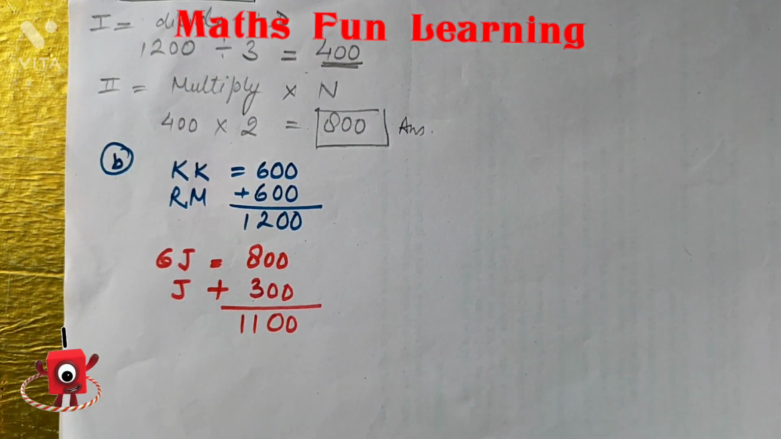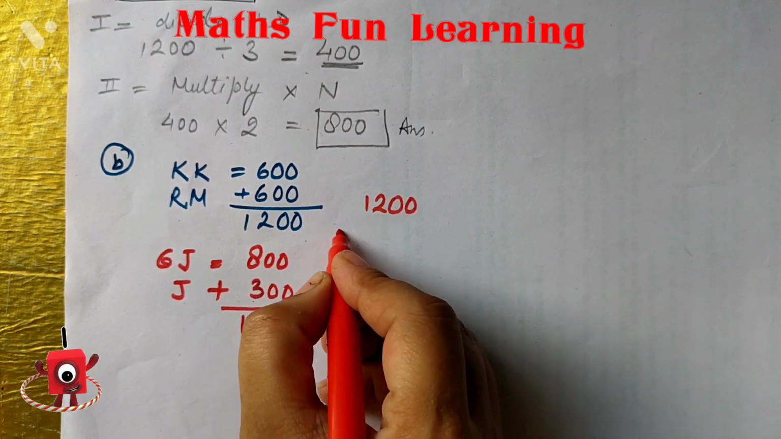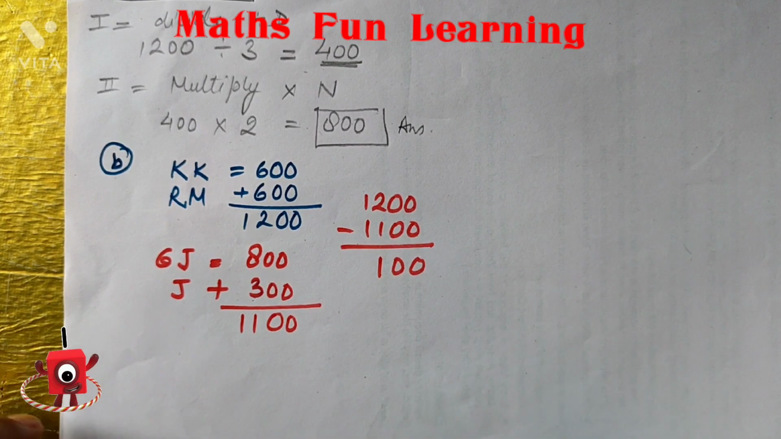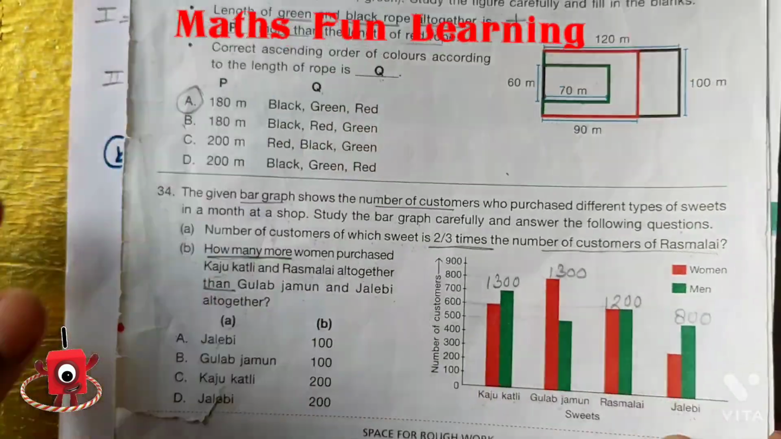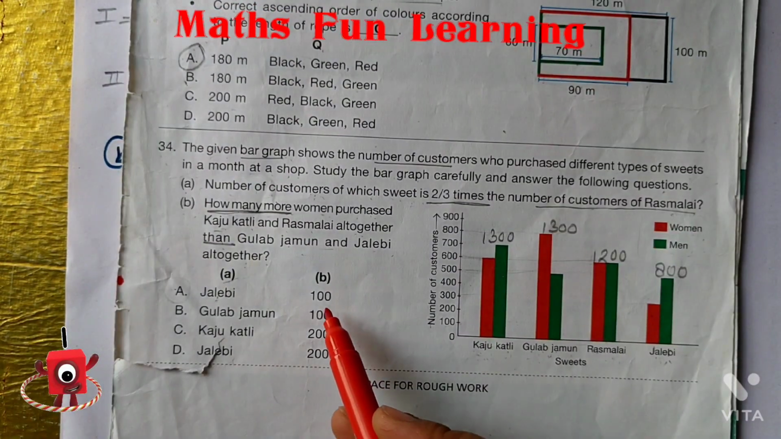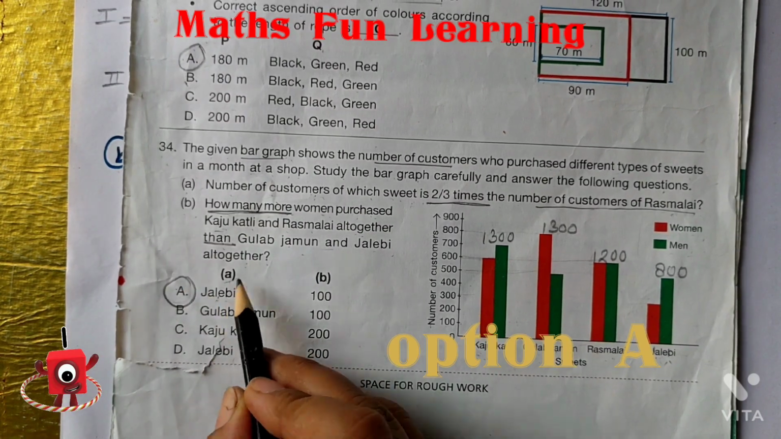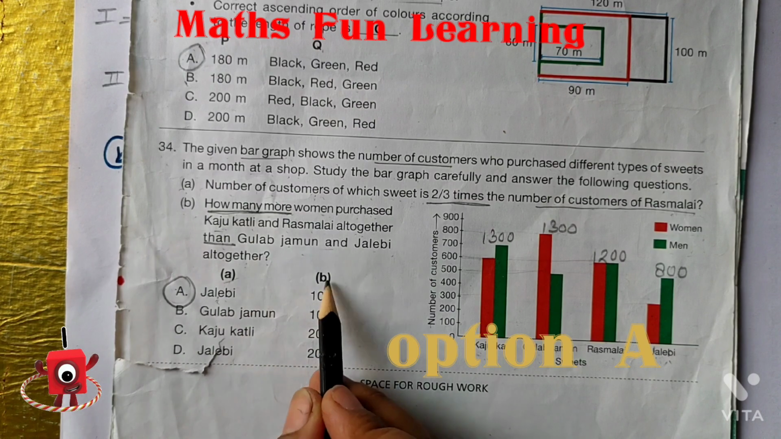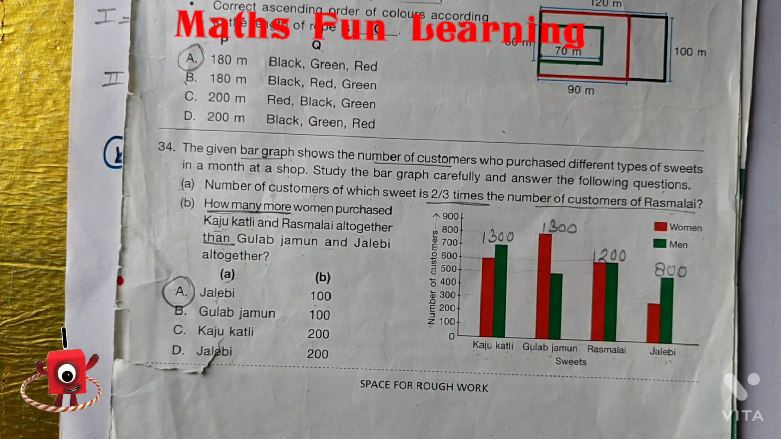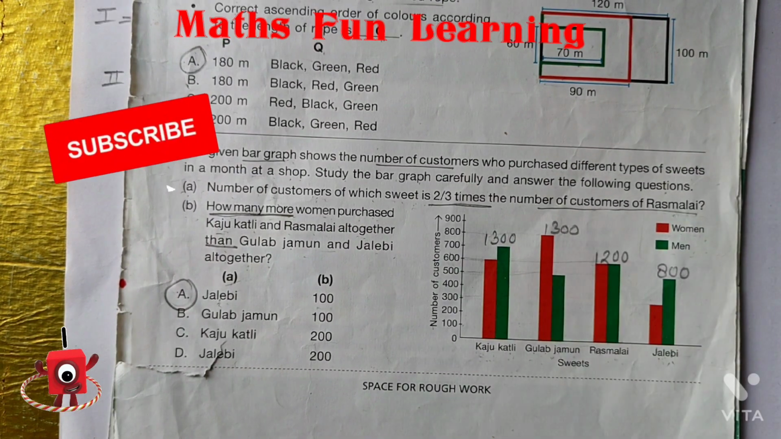Now how many more? You have to compare these two groups of women. So 1200 subtracted by 1100 gives you 100. So 100 more women than the others. So option A is correct, because the answer for A is Jalebi and for B is 100. I hope kids you enjoyed this and understood how to solve it.